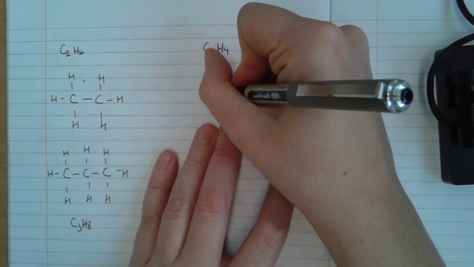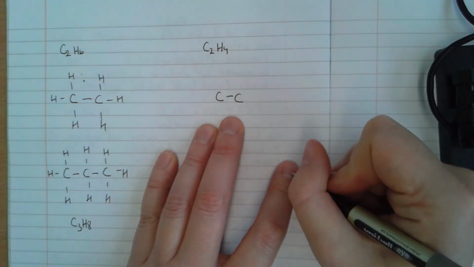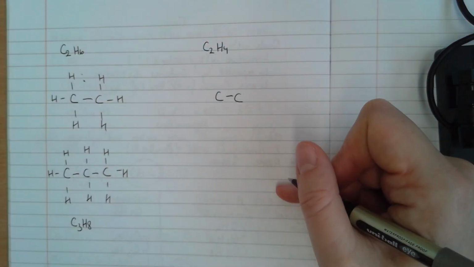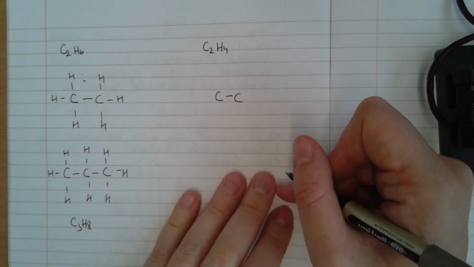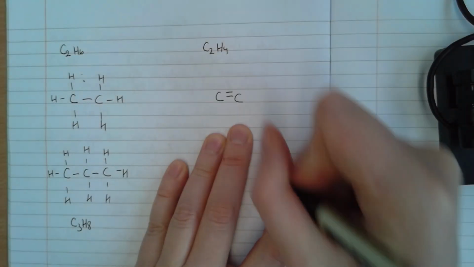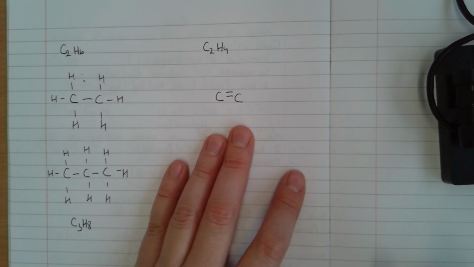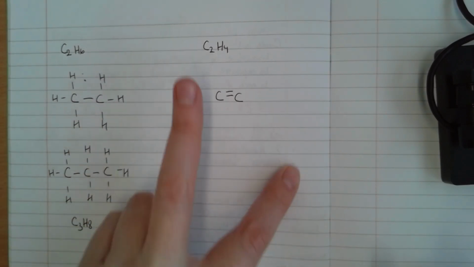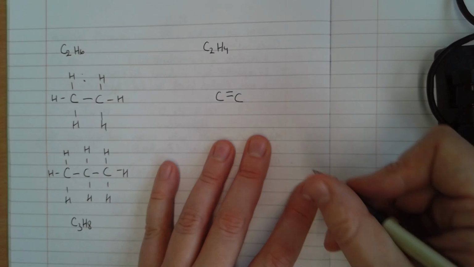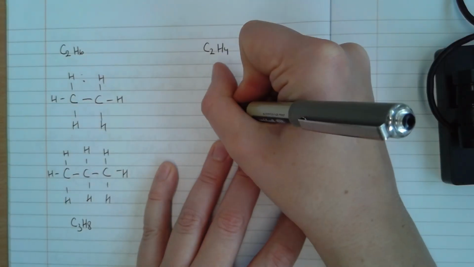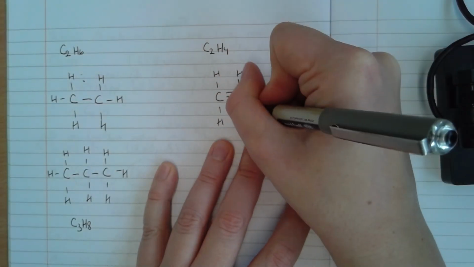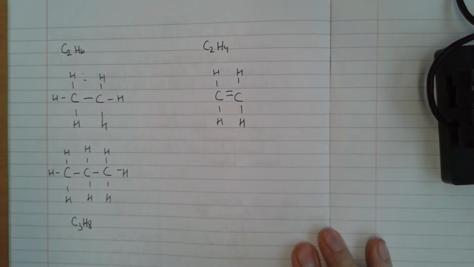If I'm drawing out alkenes, my simplest alkene is C2H4. I put the 2 carbons next to each other, and because it's an alkene, I know it's going to have a double bond. There has to be a double bond between the 2 carbon atoms. So I'm going to put that in straight away. Then I'm going to fill in my hydrogens. I've got 4 hydrogens in total: 1, 2, 3, 4. Every carbon now has 4 bonds.